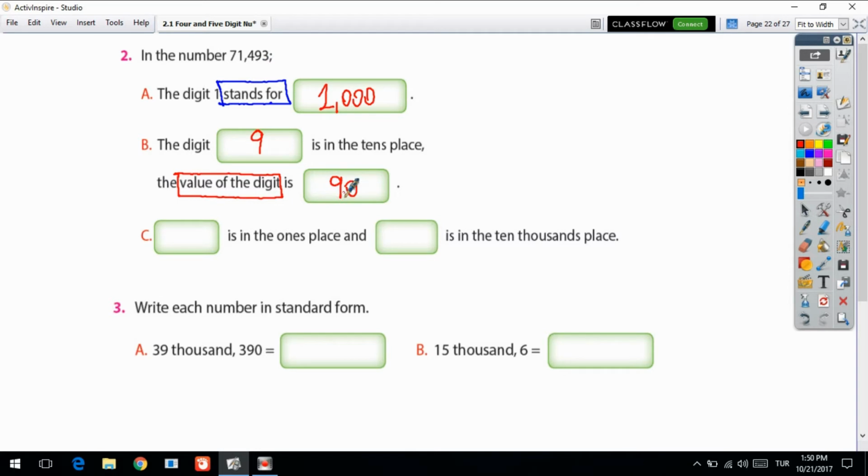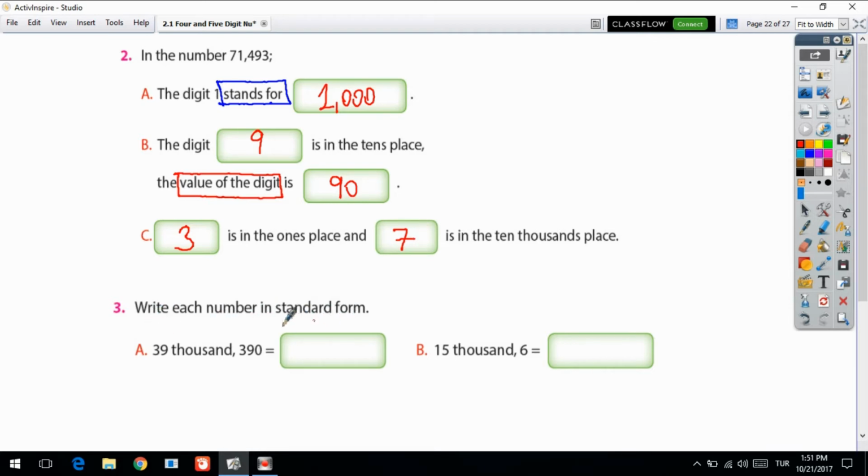Okay, now let's look at part C. The digit is in the ones place. Which number is in the ones place? 3. I am writing here 3 is in the ones place, and the next one is in the 10,000 place. Which number is in the 10,000 place? When I look here: ones, tens, hundreds, thousands, 10,000, it is 7. So 7 is in the 10,000 place.